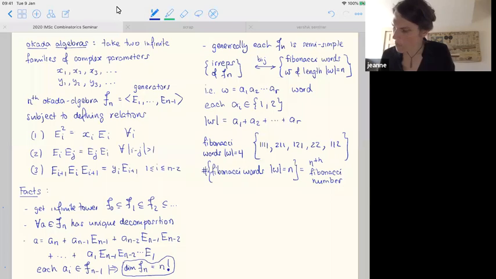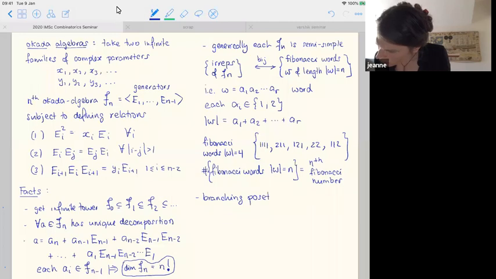And this tower of algebras will be simply branching. And so we can ask, what is the branching poset? And we can try to describe this branching poset using the combinatorics of these Fibonacci words. So the branching poset P in this case of the Okada algebra tower, right, this is what's called the Young-Fibonacci lattice.